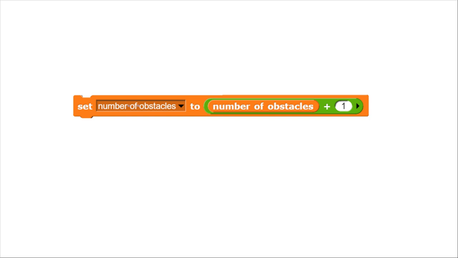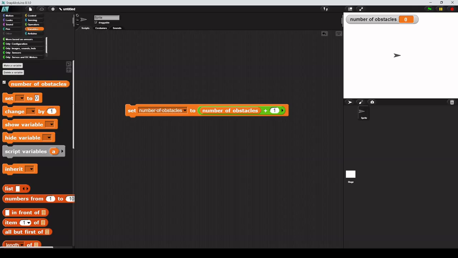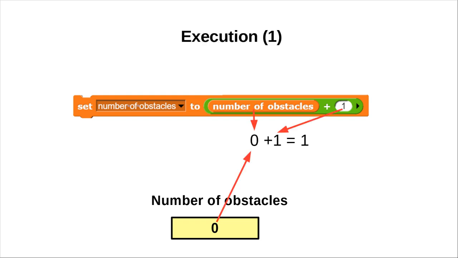Let us focus a bit more on this. If the value of the variable is not equal to 0, let us set it to 0 and execute the command. What happens is that the value of the expression on the right side of the word "to" is calculated. In our case, the value already stored in the variable is 0, so the value of the expression is 0 plus 1, which is equal to 1. This value is then stored into the variable on the left side of the word "to", and as a result, the value of the variable named number of obstacles is now equal to 1.